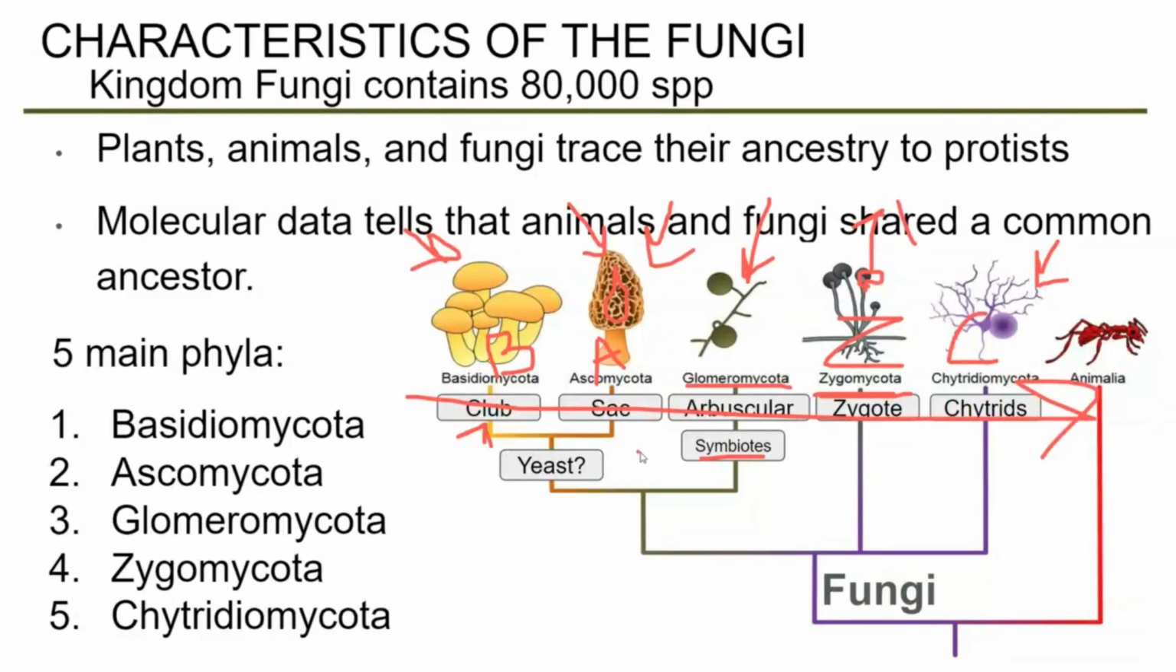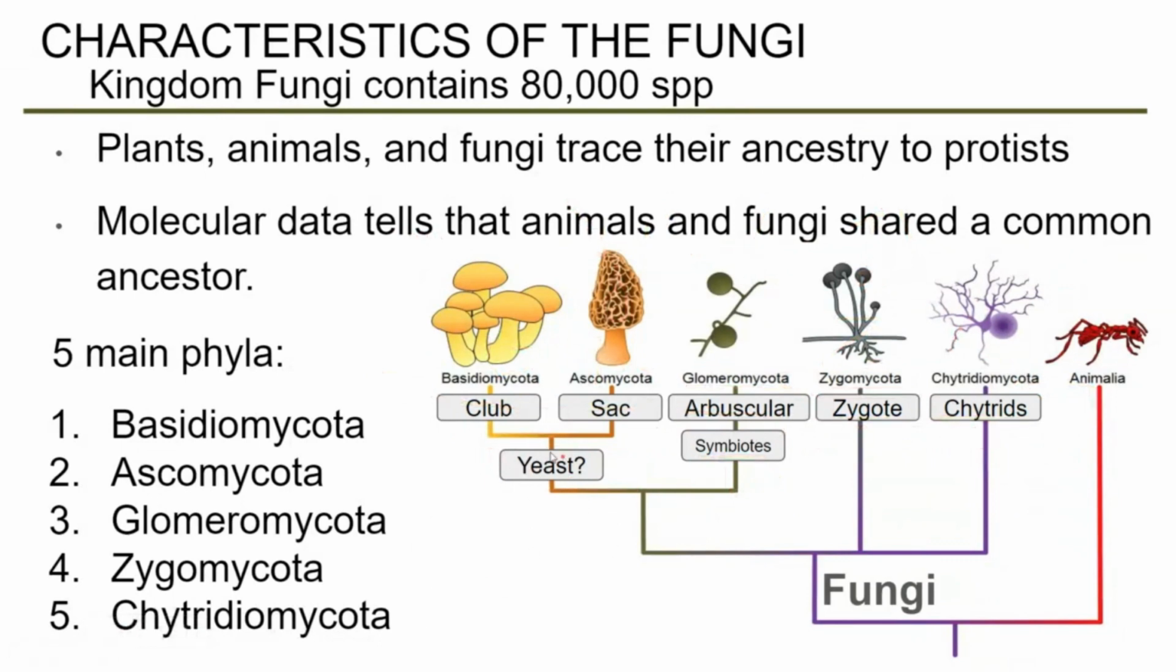Again, we call these the club fungi, the sac fungi. These symbiotes are often referred to as AM fungi or arbuscular mycorrhizae. Zygomycota are called Zygomycota because they form those zygotic spores, and then chytrids. Now, what are yeast? Yeast are a fungi. Some yeast are categorized as Basidiomycota and some are categorized as Ascomycota. But yeast are very unique, so I kind of put them down here because they share characteristics of both, but they are single-celled organisms and they behave a little bit differently than the other fungi.